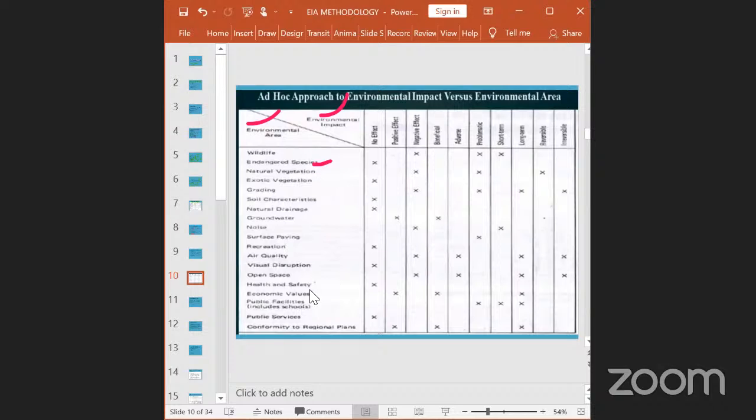For all these environmental areas, the environmental impact may have no effect, or it may have positive or negative effects, beneficial or adverse, or it may be problematic. It may be short term or long term. That means the environmental impact is reversible or irreversible. So this is the Adhoc approach, environmental impact versus environmental areas.